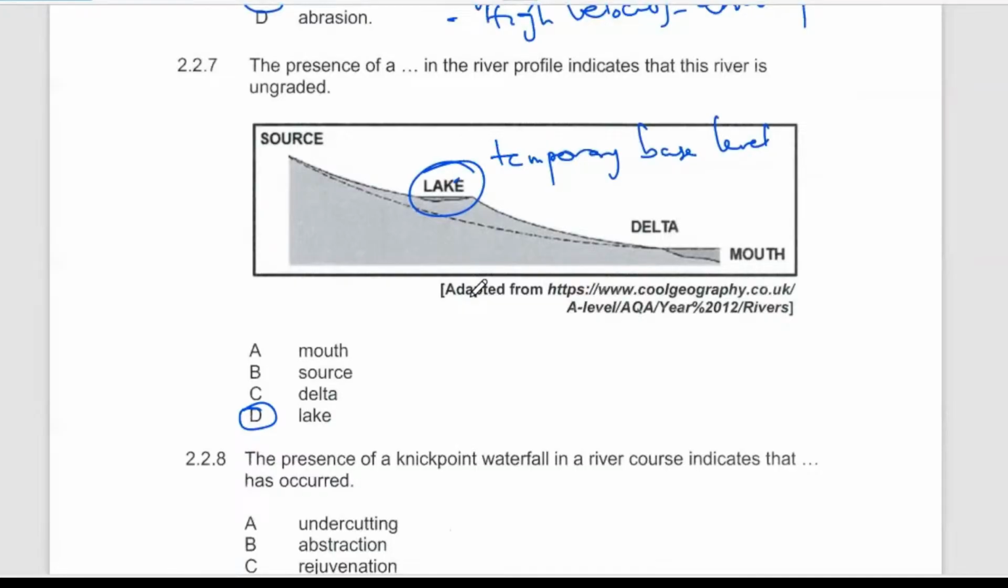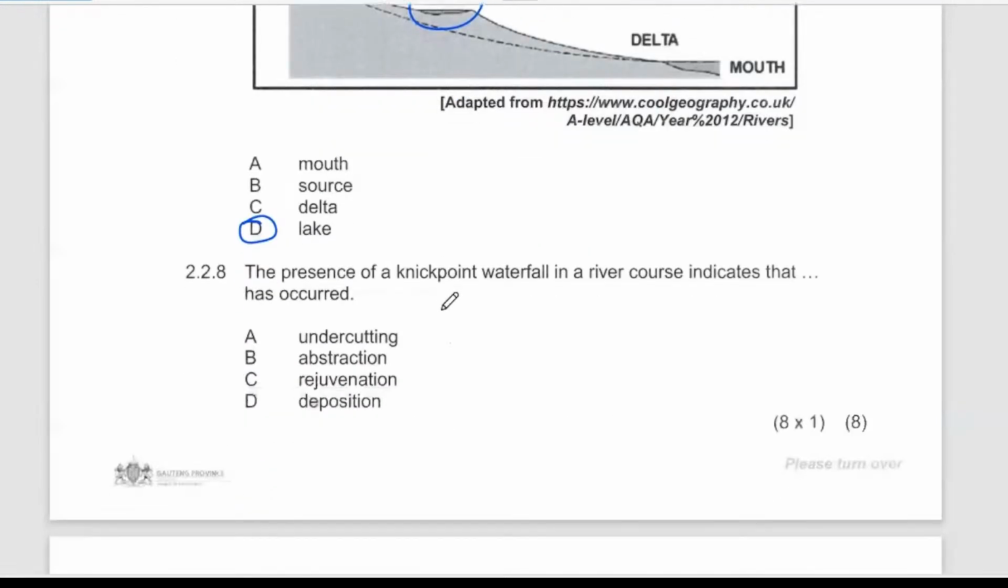When a river is graded, it has a balance between erosion and deposition. It gives a smooth concave shape from the source to the mouth. If it has an undulating slope from the source, it has nick points. If it has waterfalls along the river channel, it means the river is ungraded. It hasn't reached a balance between erosion and deposition. Right, we're moving on to the next question.